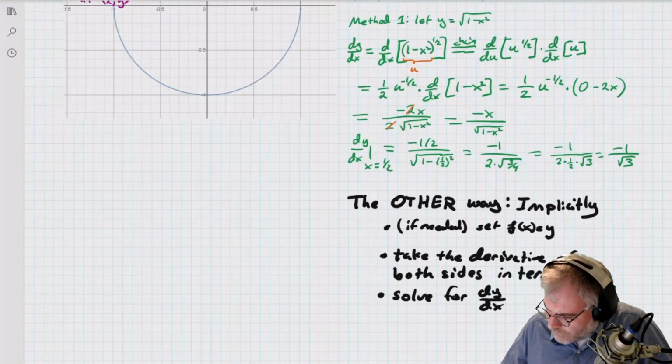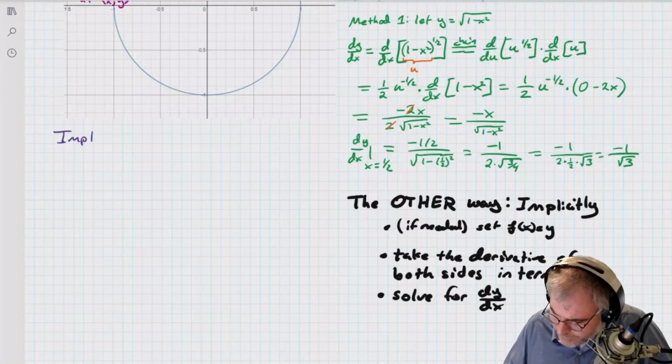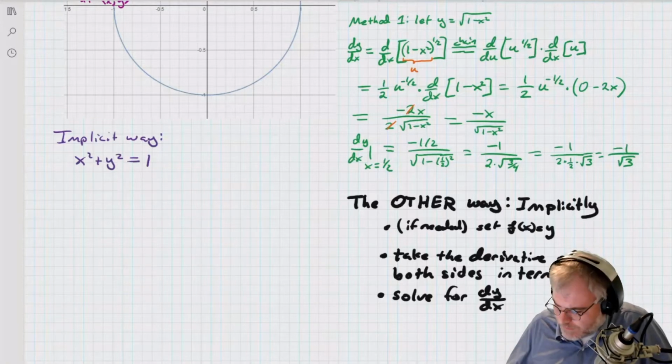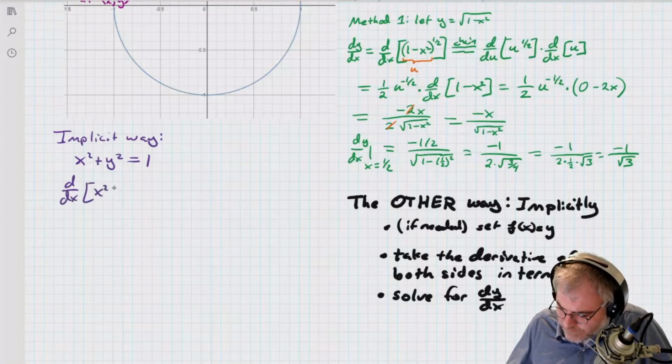So my curve, implicit way. So my curve is x squared plus y squared equals 1. So now I'm going to take the derivative of both sides with respect to x. So d over dx of x squared, I'll actually do the whole thing, plus y squared equals d over dx of 1.